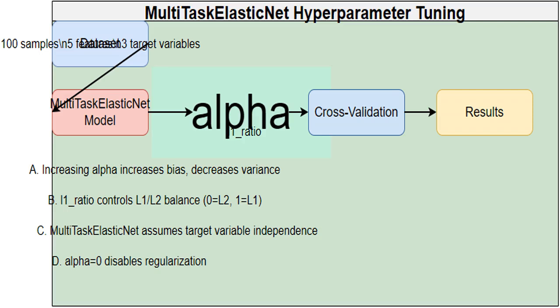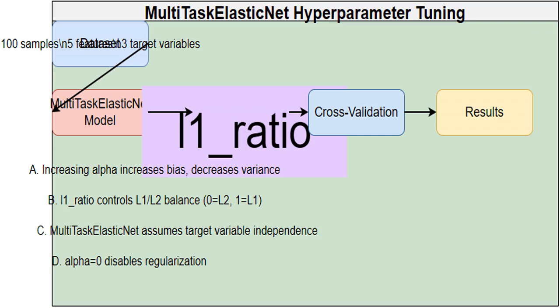Alpha controls the strength of regularization. Regularization helps prevent the model from overfitting to the training data, ensuring it generalizes well to new data. A higher alpha means stronger regularization. It's like adding a bit of salt to a recipe to enhance the flavor while preventing it from being too intense. L1 ratio determines the balance between 2 types of regularization: L1, lasso, and L2, ridge.